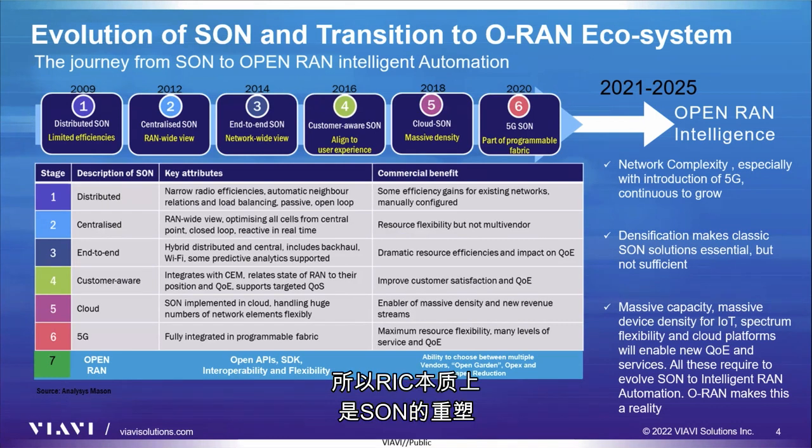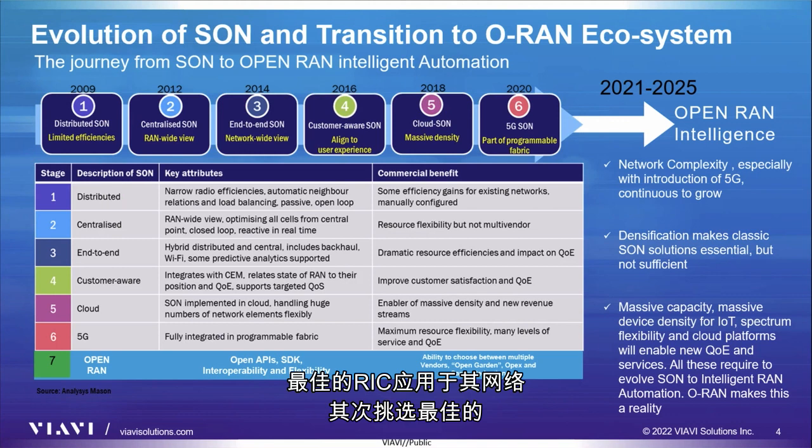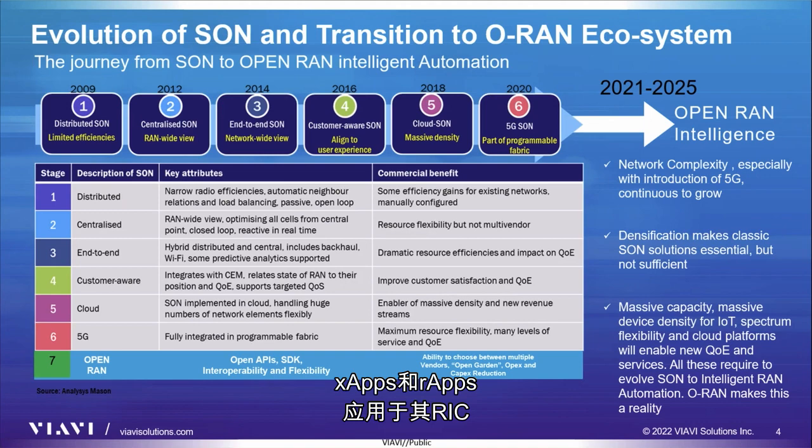So RIC is in essence a rebranding of SON. And the DSON, the distributed SON, is paving the way for the near real-time RIC, which I'll talk about in a few moments, while the CSON is being replaced by the non-real-time RIC. And it's no coincidence that RIC is happening as Open RAN technology takes off. So RIC itself stands for RAN Intelligent Controller, and it's defined by the O-RAN Alliance, and it's standardized by one of their working groups. And it has open interfaces and APIs, allowing service providers to pick and choose, firstly, the best of breed RIC to sit on their network, and secondly, the best of breed xApps and rApps to sit on their RIC.